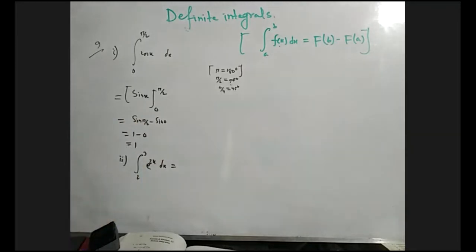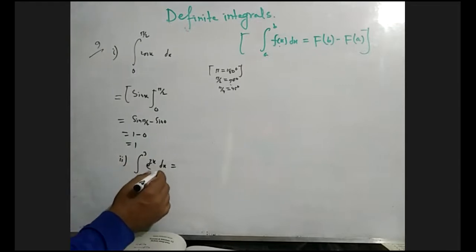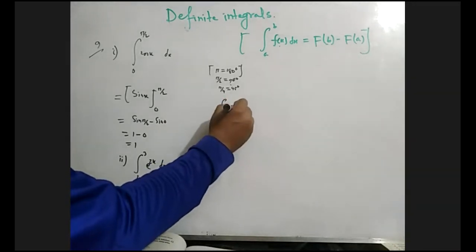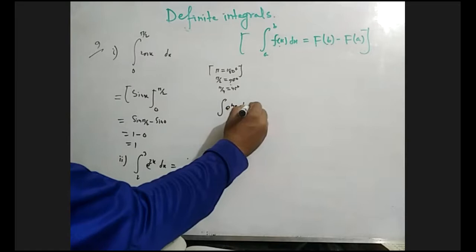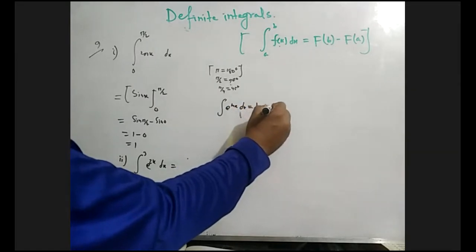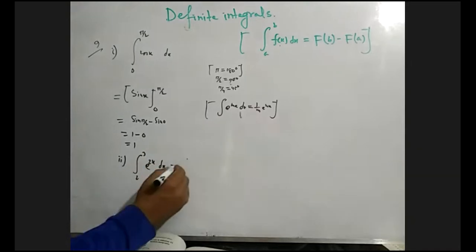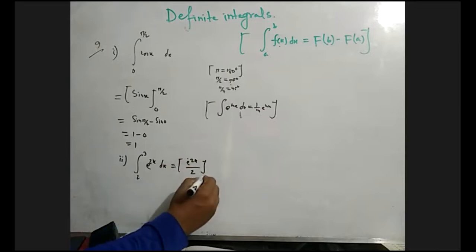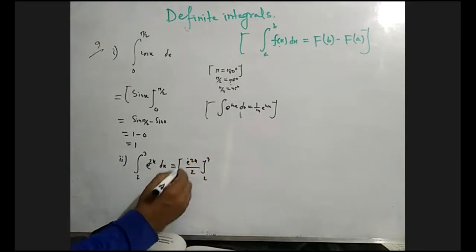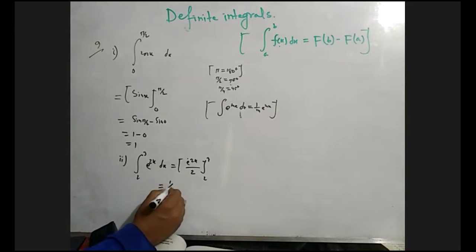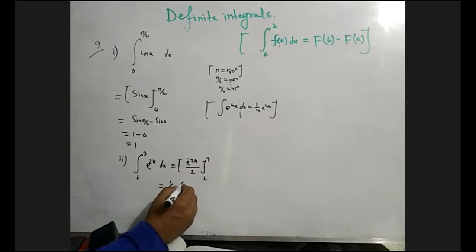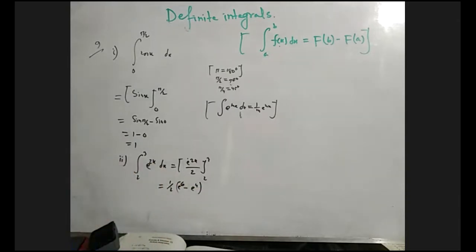Similarly, we can find another integration, from 2 to 3 of e to the power twice x dx. What will be the integration of this? You must know, integration of e to the power mx equals to what was? 1 by m e to the power mx. Using this formula, e to the power twice x divided by 2, with upper limit and lower limit. So half e to the power 2 into 3, what? 6, minus e to the power 4. This is the result.